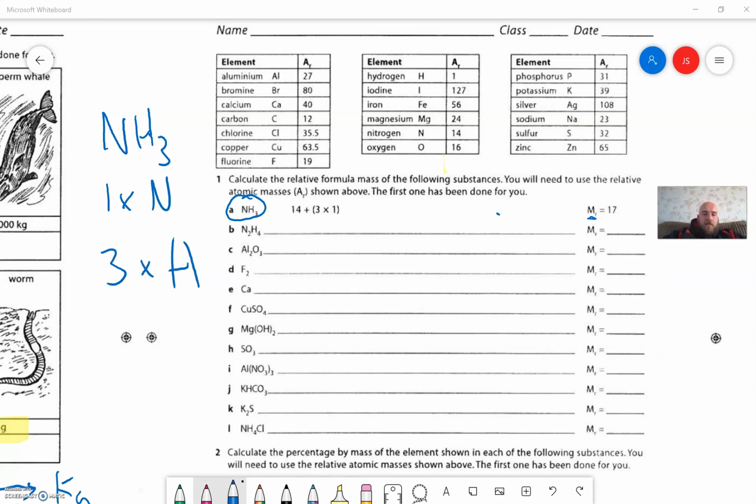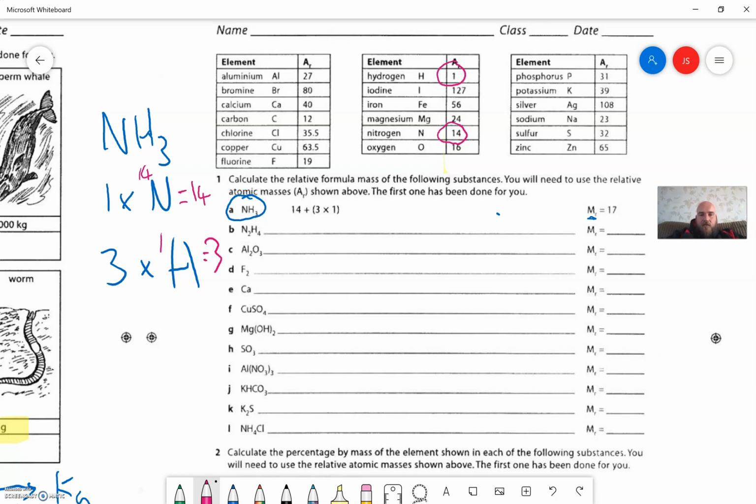I will then go to my table here and find where nitrogen is. So nitrogen weighs 14, hydrogen weighs 1. So I'm going to just write 14 and 1. And then it's 1 times 14 is 14, 3 times 1 is 3. So that whole thing weighs 17. All right, so that's how the 17 came from.